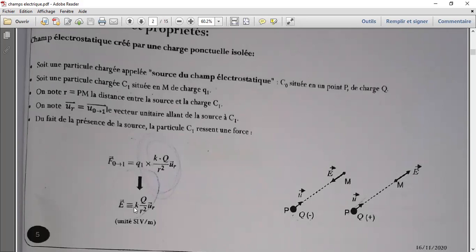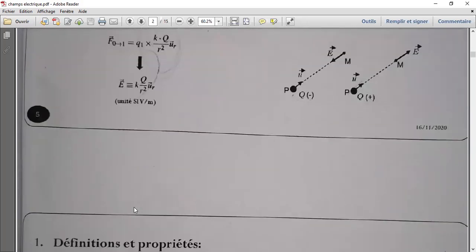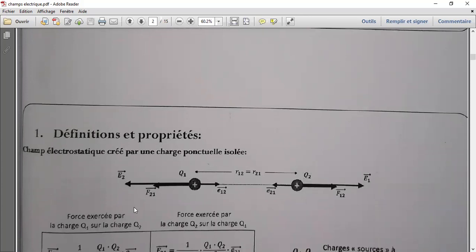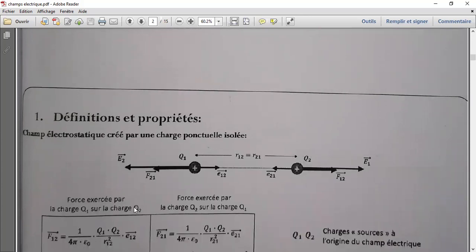Yes. I don't know if there's anyone else who has another question. If there's no one, we're going to continue. You have seen that it's just the same thing as force, but the only difference is one calculates the force for one charge, which is causing the force, not which is feeling the force. So we're going to continue.